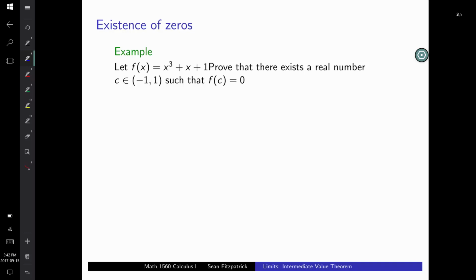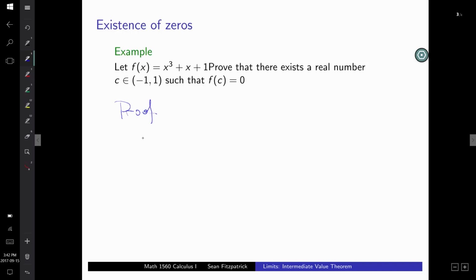I mean, it seems silly because we know what the square root of 2 is, and so we already know how to find the zeros for that function. Here's a cubic, right? X cubed plus x plus 1. How can I prove that this thing has a 0? How can I guarantee that it has a 0? Well, what I can do is I look at it like this.